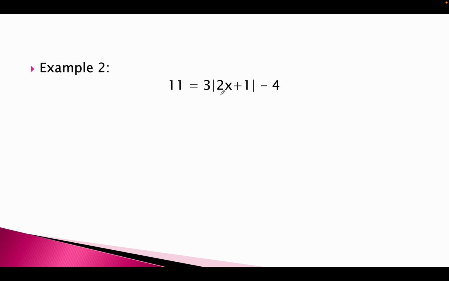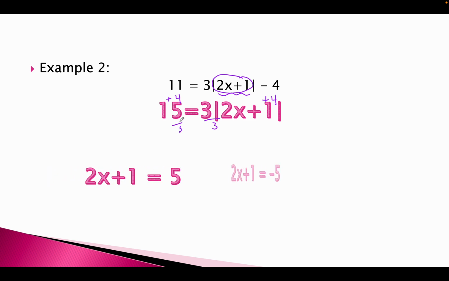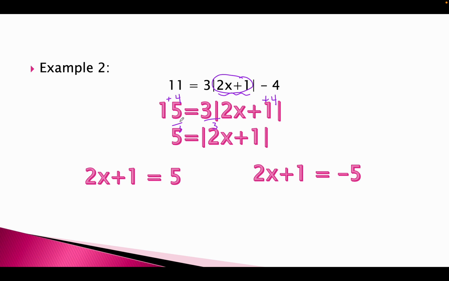Okay, this one has more than just the absolute value. So again, our first step is always to isolate that quantity, whatever is inside the absolute value. So we're going to do that first by adding 4 on both sides, which gives us 15 equals 3 times the absolute value of 2x plus 1. And now we're going to divide both sides by 3 to get 5 equals the absolute value of 2x plus 1.